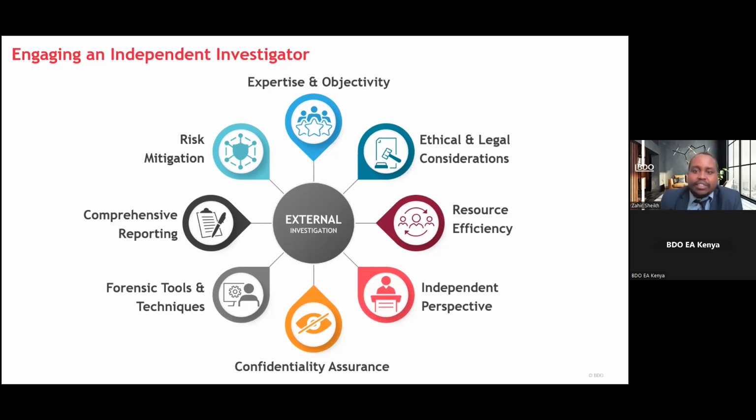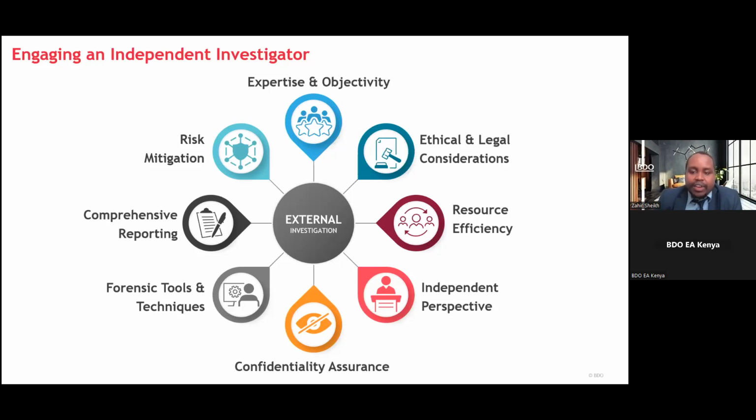The second thing is they ensure ethical and legal adherence and considerations. External investigators, such as ourselves, are usually well versed in legal and regulatory requirements, ensuring that findings and evidence collected can withstand the court process should the process go there. They also adhere to very ethical standards during the investigation to ensure that it is done with integrity and in compliance with the ethical guidelines.